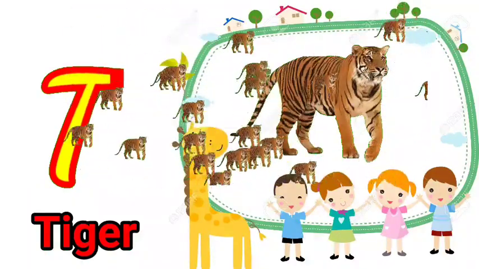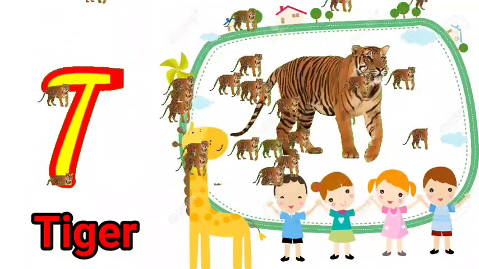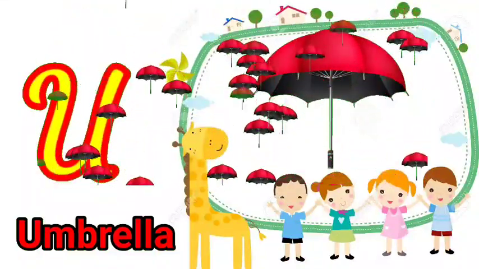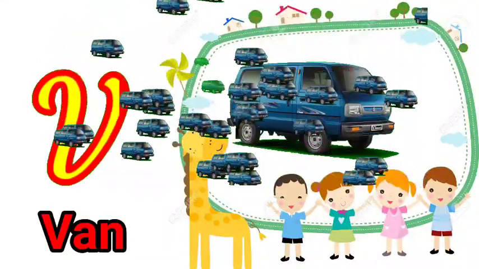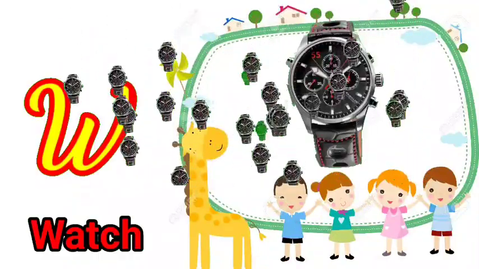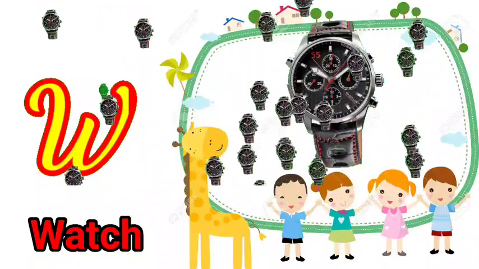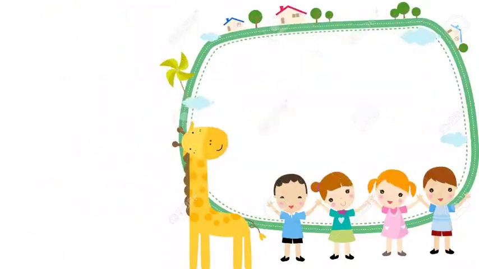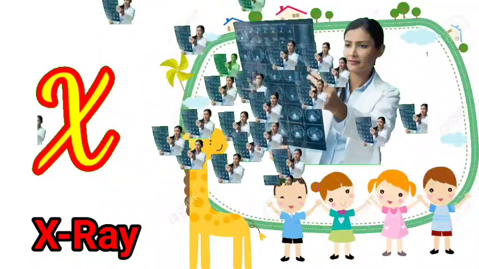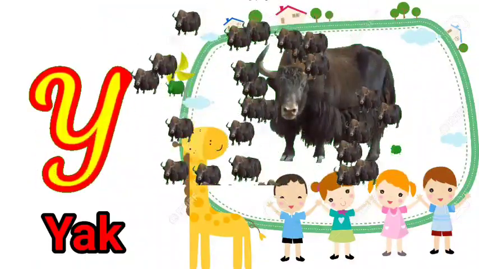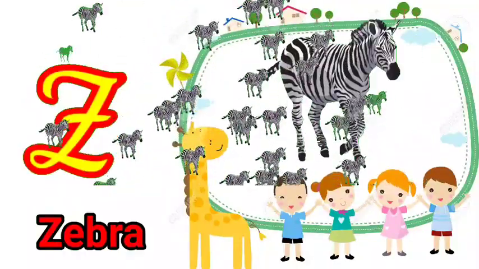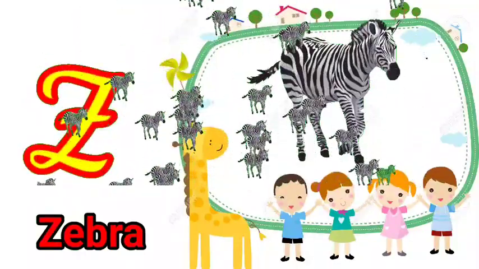T for tiger. U for umbrella. V for van. W for watch. X for X-ray. Y for yak. Z for zebra.